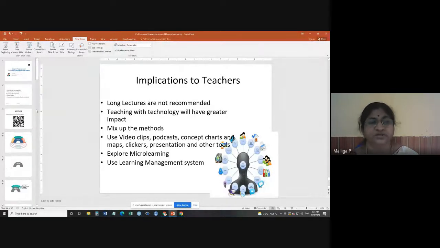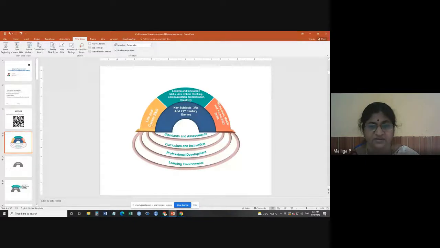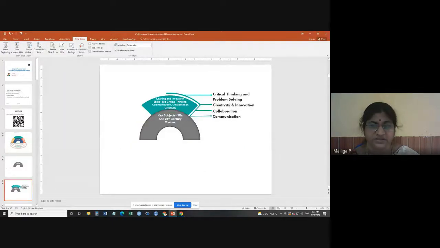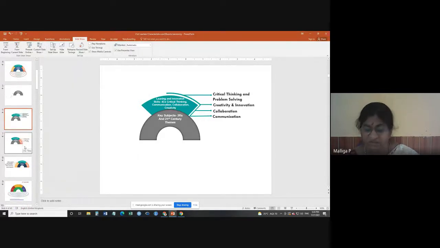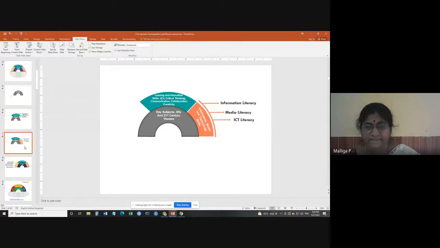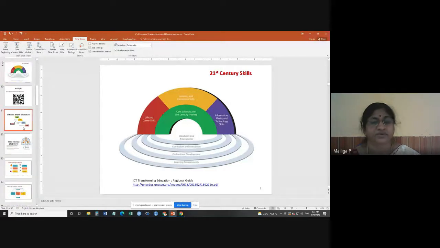we have seen what 21st century learning skills are, with the P21 framework. We saw different things like critical thinking and problem solving, creativity and innovation, collaboration and communication, right? And then we saw all the life skills. And then we were discussing Bloom's taxonomy.